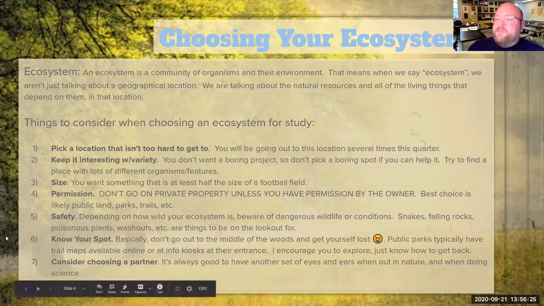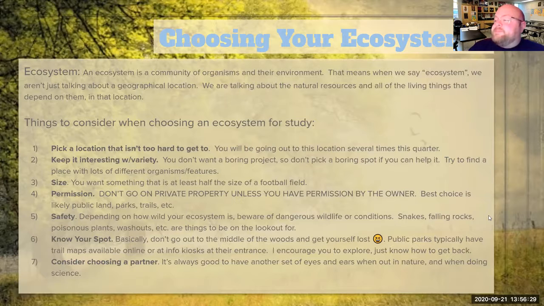And number seven says you can consider choosing a partner. It's great to have another set of eyes and ears when doing this. If you do pick a partner, which again, that's perfectly fine, pick someone that has the same class as you and you guys can work together as long as you maintain all the social distance, all those rules that you're supposed to maintain. I'm okay with you working with a partner. And that's all about picking a location.